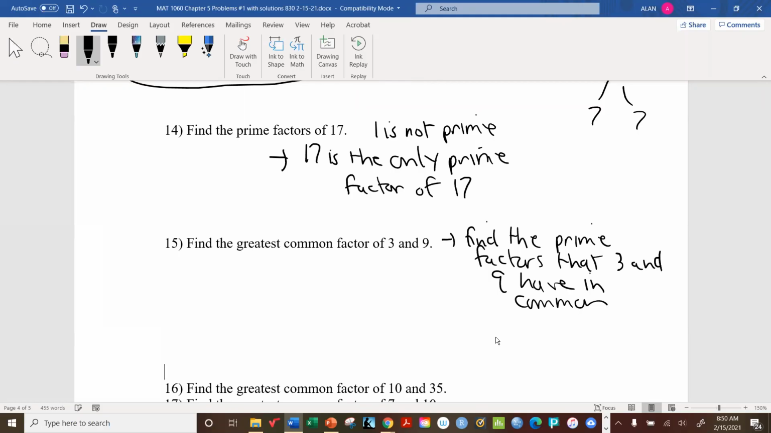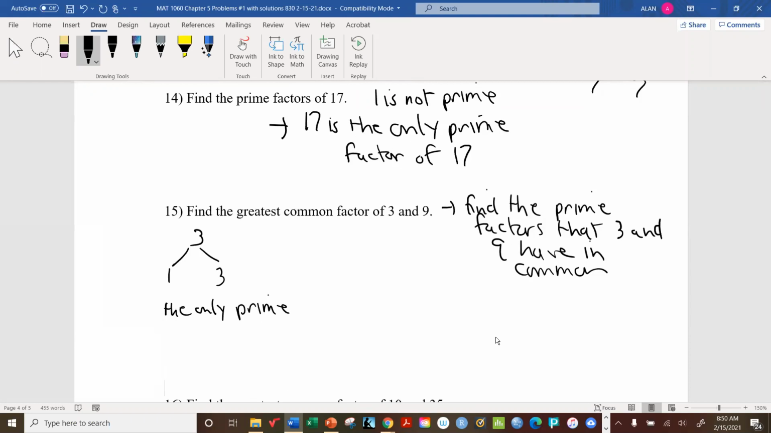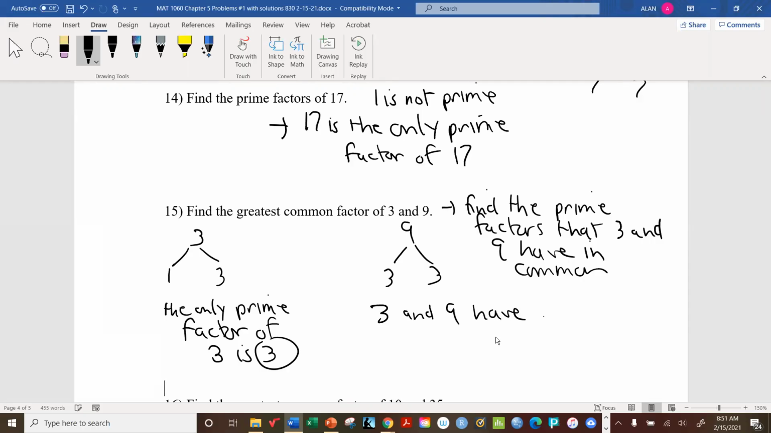So basically what you can do is draw 2 trees. 3 is prime. The only prime factor of 3 is 3. Whereas with 9, we have 2 prime factors. They're both 3s. So 3 and 9 have only one prime factor in common.